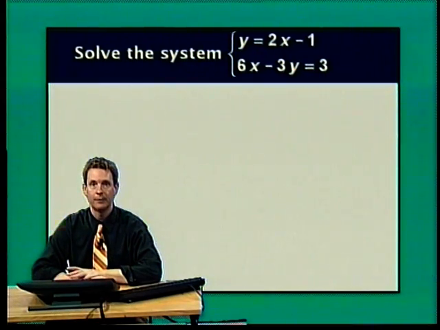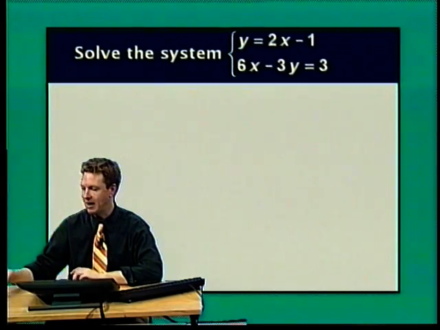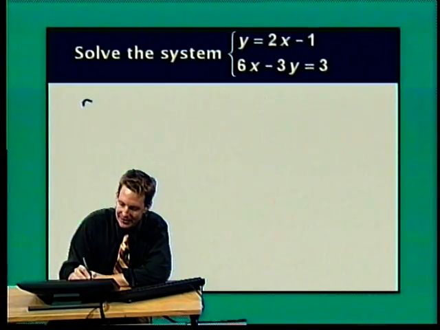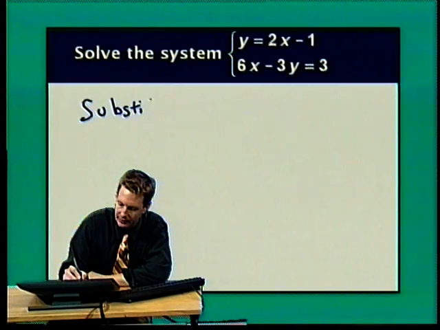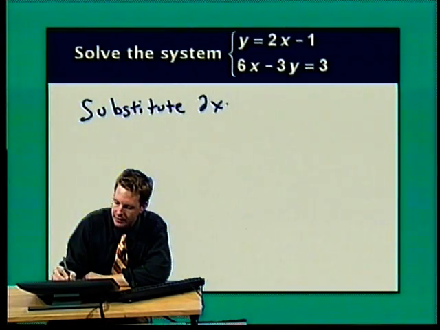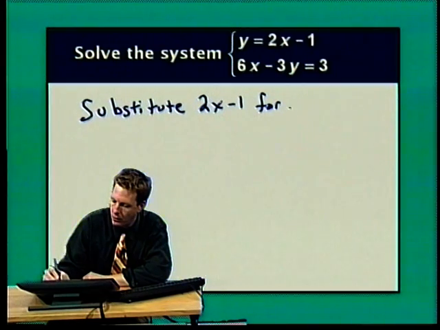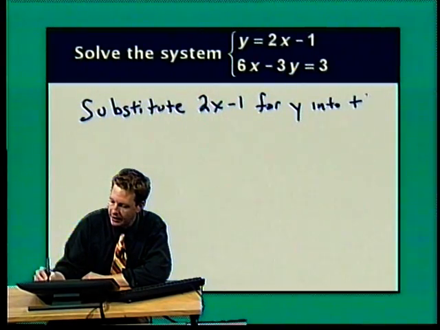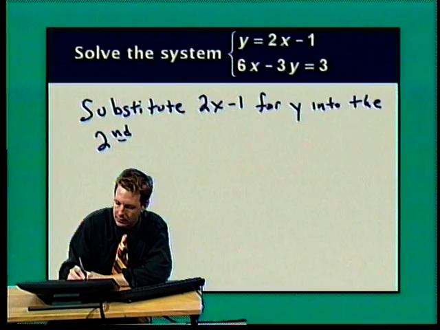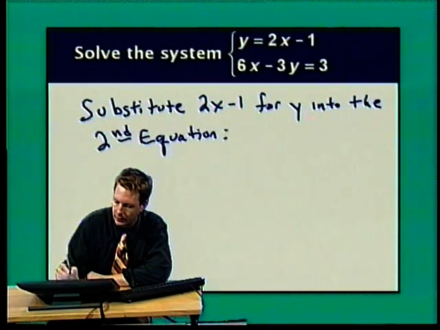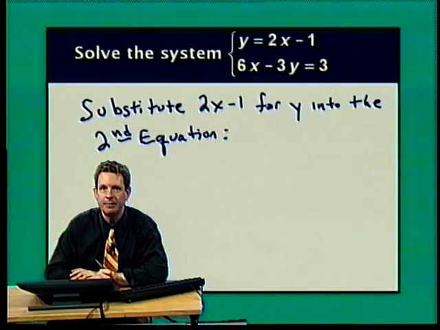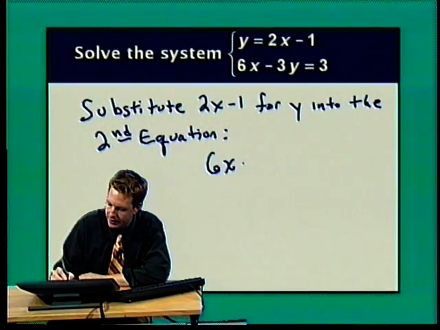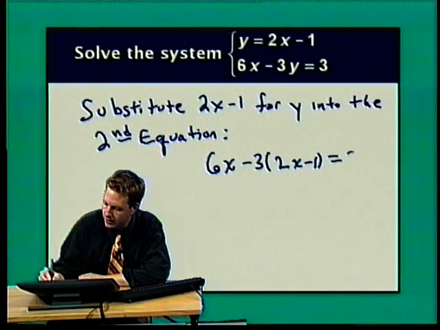It's my choice. The first equation is solved for y, so I think I'm going to go ahead and use the substitution method. So I'm going to begin by substituting 2x minus 1 for y into the second equation. And when I do that, the second equation becomes 6x minus 3 times (2x minus 1) equals 3.